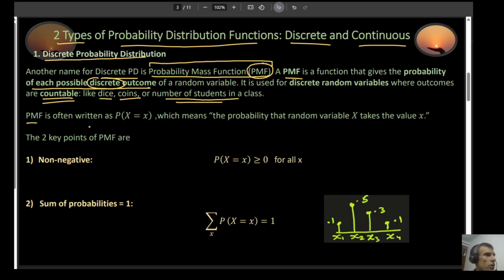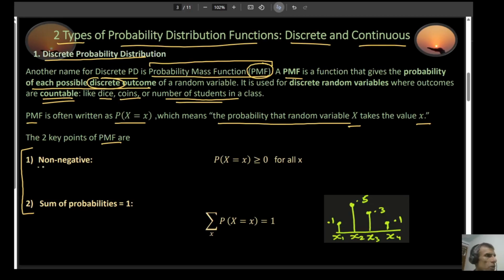Now, PMF is often written like this. This is how PMF generally is written, and this means the probability that a random variable x takes the value x. That's what it means. Now, there are two main key points regarding your PMF.